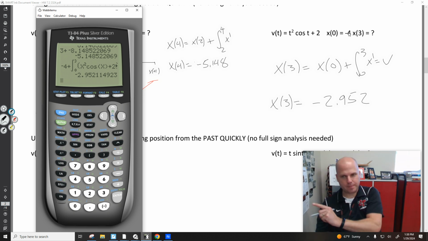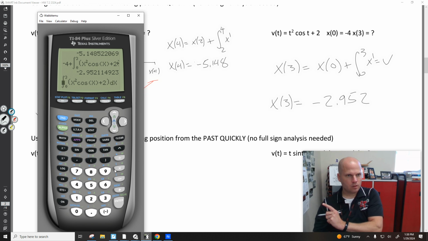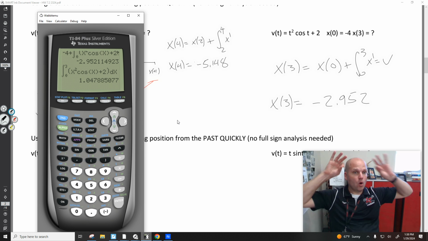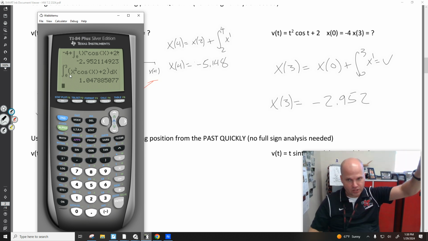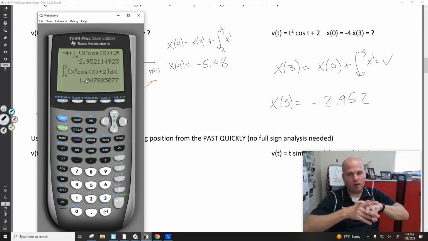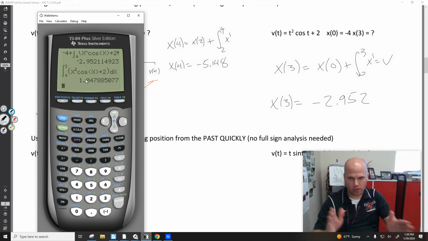Overall, I ended up to the right of where I started. If I looked at just this, I don't know what happens in between, but I know overall, over the 3 seconds, I've displaced 1.047 feet, not seconds. That's how much I ended up to the right of where I started. Boom.